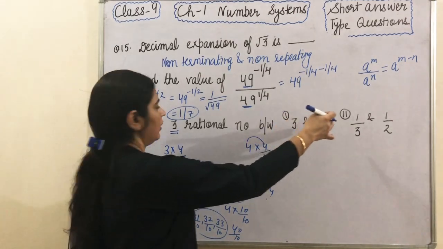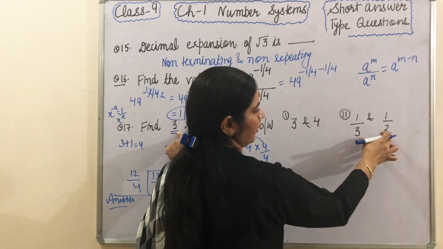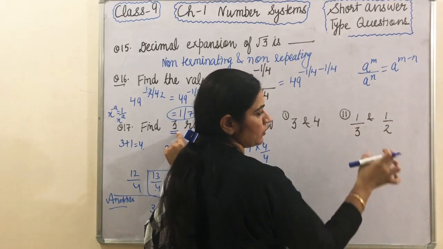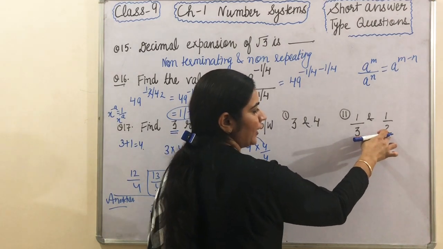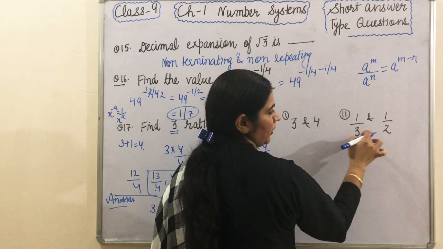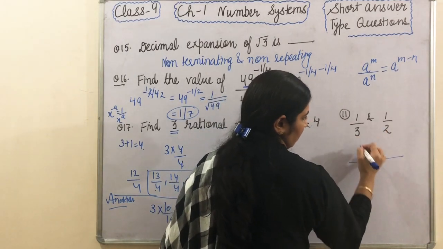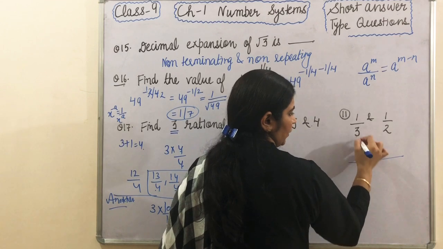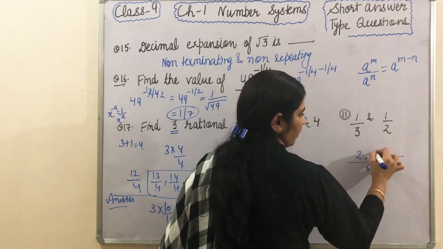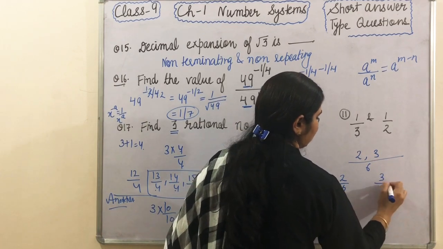Next question, again we have to find rational numbers between the two given numbers, 1 by 3 and 1 by 2. Both are not like terms. We have to convert them into like terms, and we can do that by taking the LCM. The LCM of 3 and 2 is 6. We convert into like terms: 3 twos are 6, 2 ones are 2; 2 threes are 6, 3 ones are 3. So the fractions will be 2 by 6 and 3 by 6.